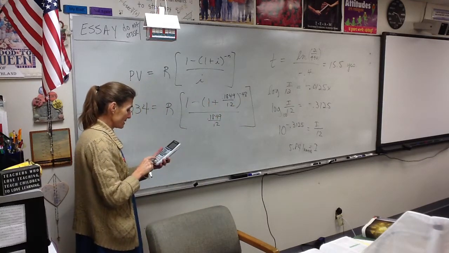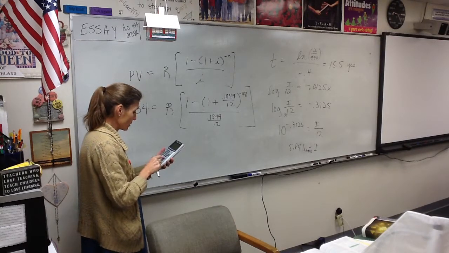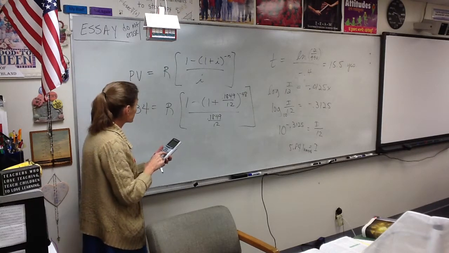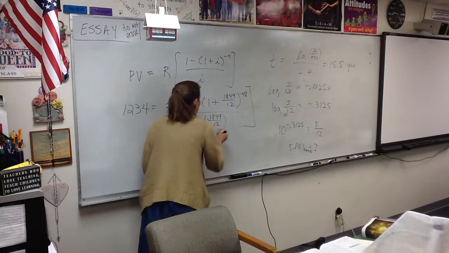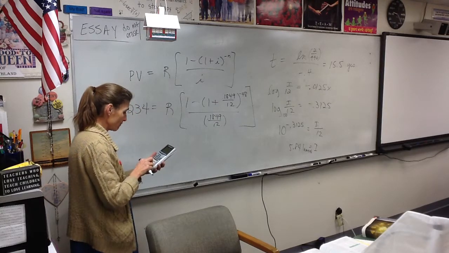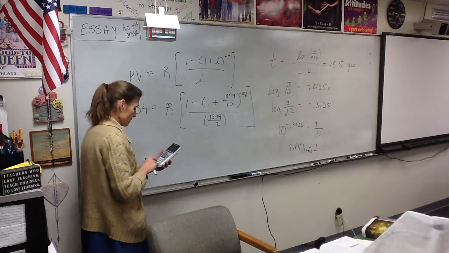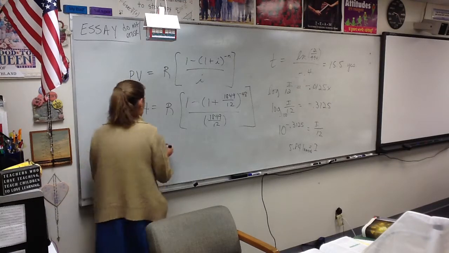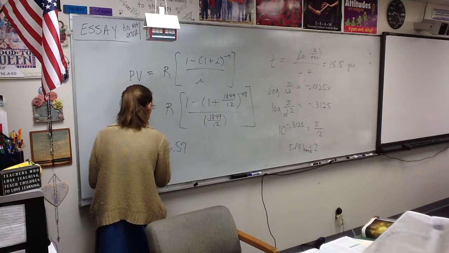So 1 minus parentheses 1 plus 0.1849 divided by 12, close the parentheses, and raise it to the -48th power. And then divide that by parentheses, 0.1849 divided by 12. And then divide 1, 2, 3, 4 by that answer. So the payment is about $36.57.